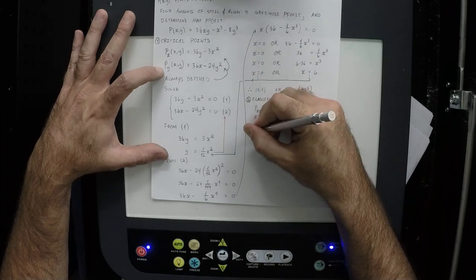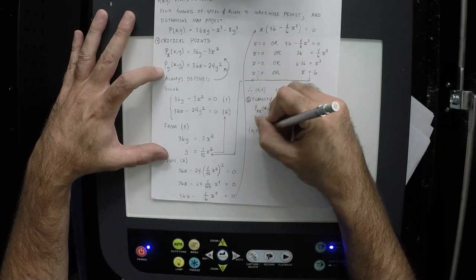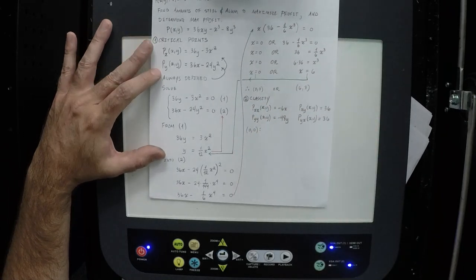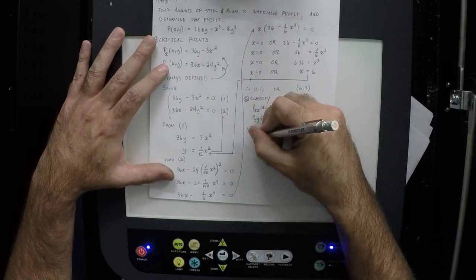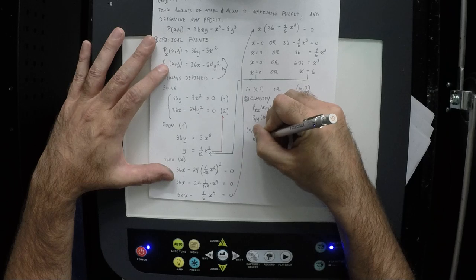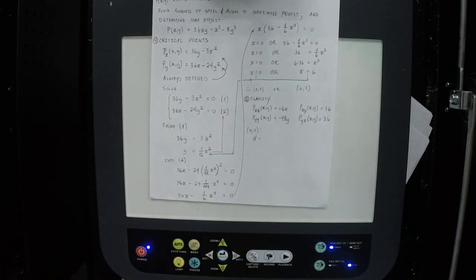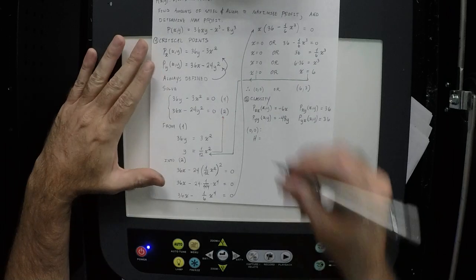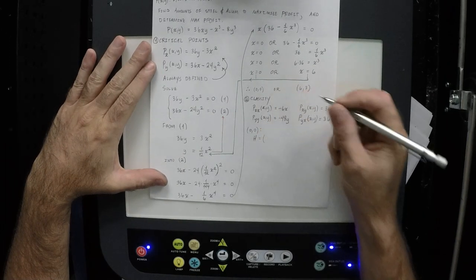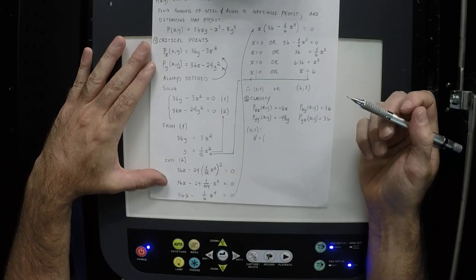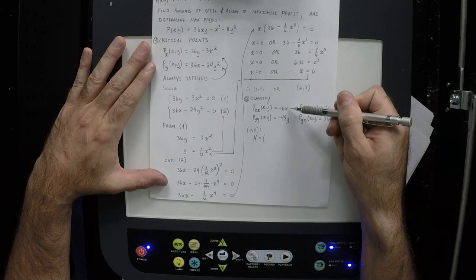So for 0, 0, what is h? Remember, it's the product of the pure partials minus the product of the mixed partials. So what is xx evaluated at 0, 0? It's 0.